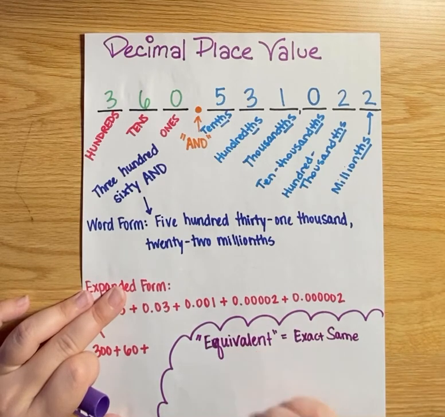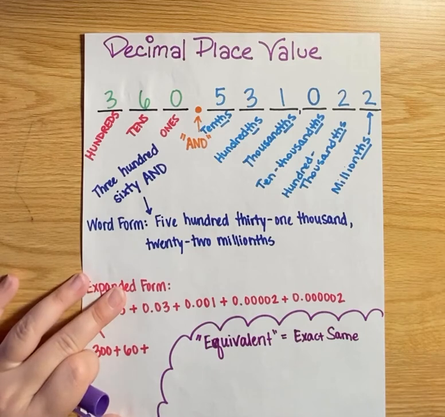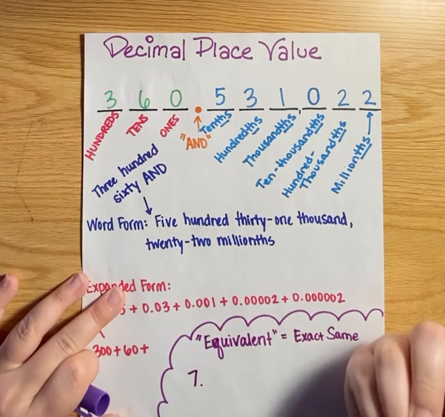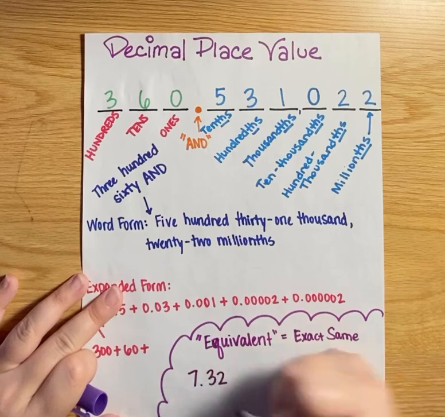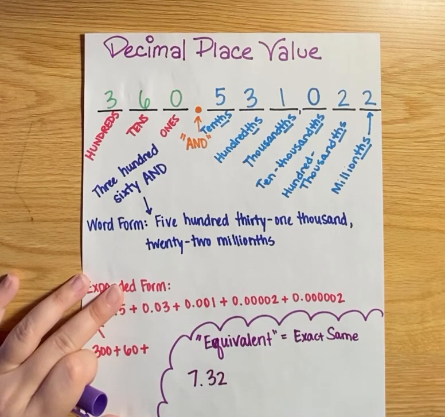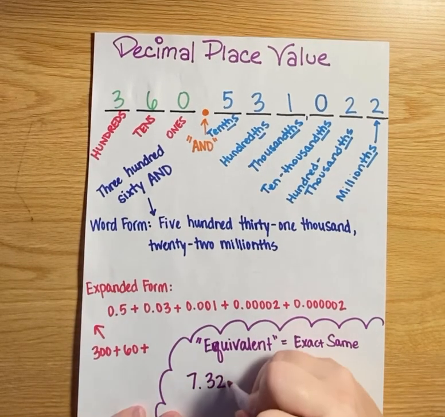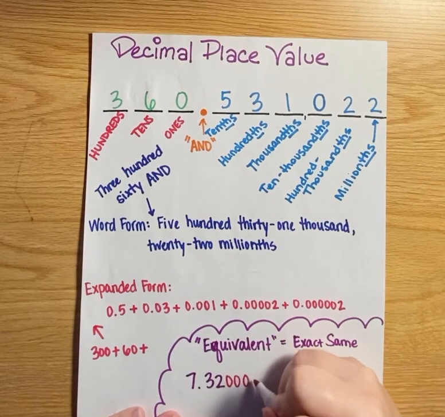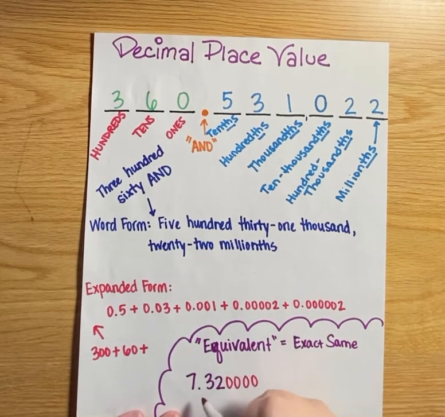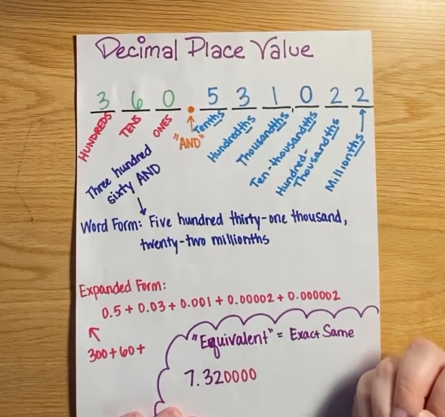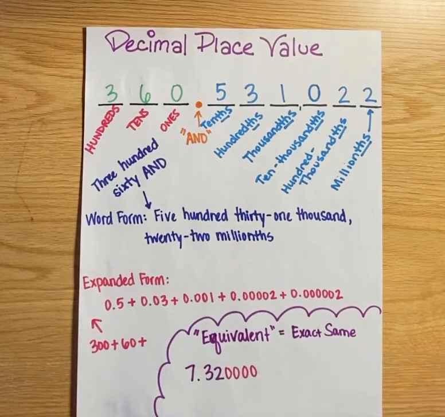So we're going to practice this in just a second, but if I have 7 and 32 hundredths, an equivalent decimal would be if I added any number of zeros after this. I could add 1, I could add 4. Those are all going to be equivalent or the exact same as my original decimal. It's the same exact amount, okay?